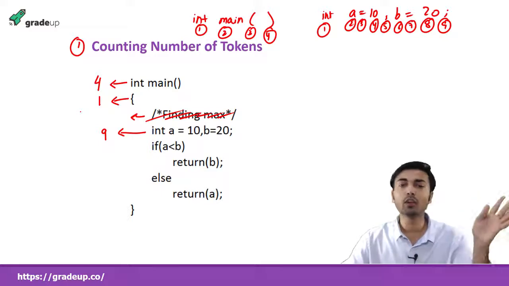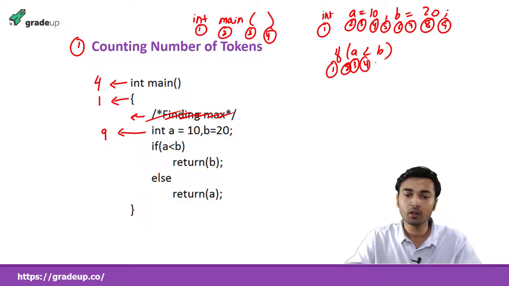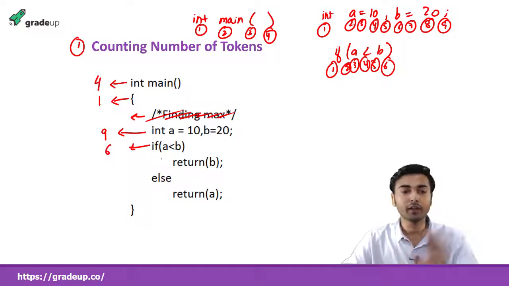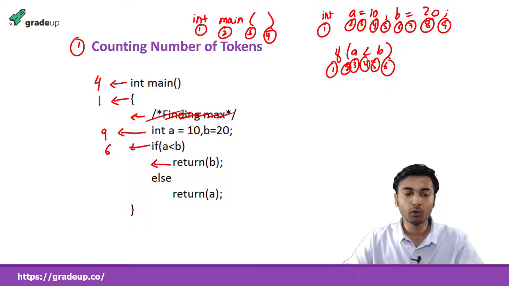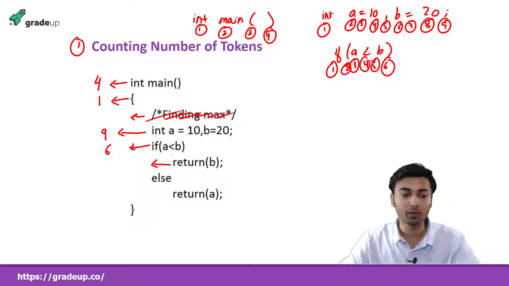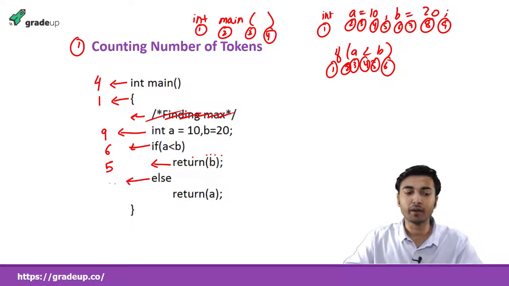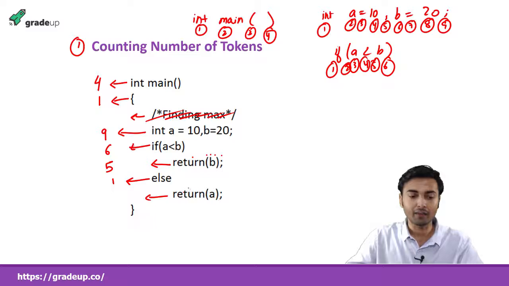Count line by line. There will be no confusion at all. Then if a less than b, count again. 1, 2, 3, 4, 5 and 6. So here 6. Can you try yourself now? Here, don't count like this: RET. No, return. Return is a keyword, so that will be a token. So 1, 2, 3, 4 and 5. 5 here. Then else is a keyword, 1. Here again 1, 2, 3, 4, 5. 5 here. And finally 1 here.